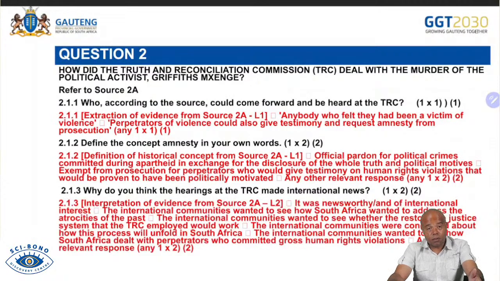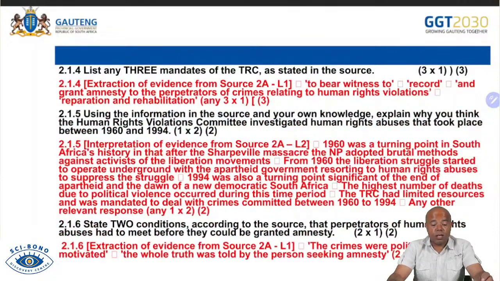Would it be restorative or retributive? The international communities wanted to see whether the restorative justice system that the TRC employed would work, or would the retributive have been better. The international communities were concerned about how this process would unfold in South Africa. The international communities wanted to see how South Africa dealt with perpetrators who committed gross human rights violations. Now let's go to the next set of questions.